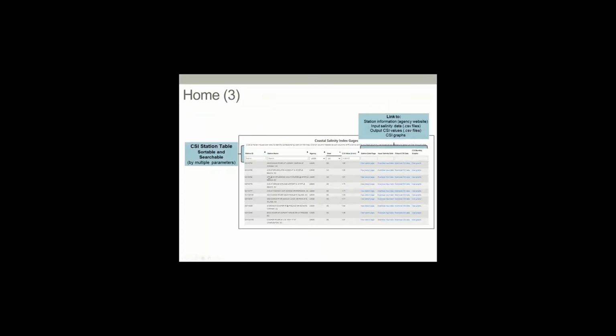And here's a quick look at that table. It lists station ID, name, agency, state, and the current CSI value for your interval of choice. So now we're showing the 6-month interval. And then all the links for the station page, download data, and view graphs are available there. These headers are sortable and searchable. So you can sort by station name or state if you're interested.